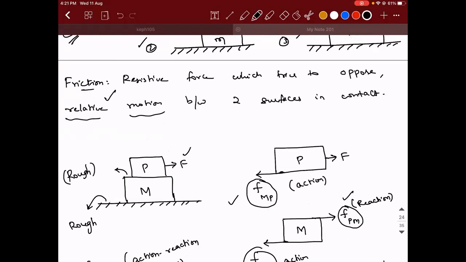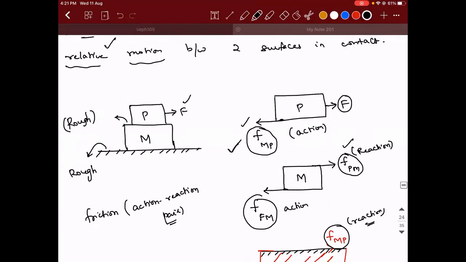For example, you cannot say F and FMP are action reaction pairs. No, because it should be the same nature of force. The same nature of force should act on two different objects in two different directions. Then you call it an action reaction pair. So if somebody asks you, is friction an action reaction pair? You need to say the answer is yes. Okay, now.